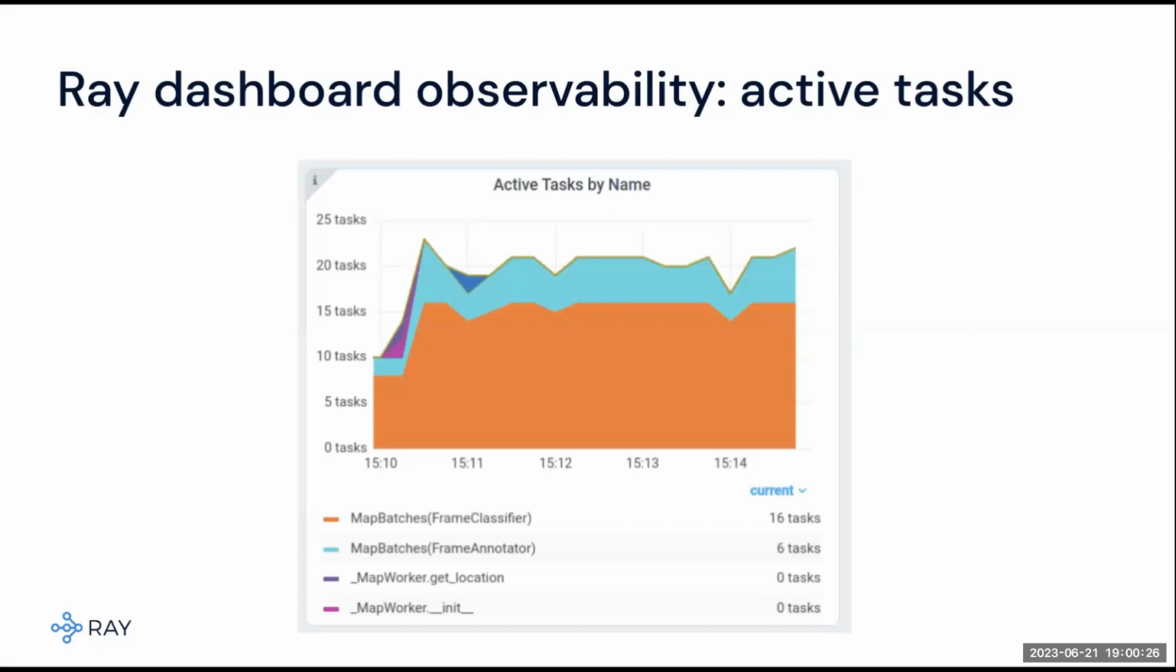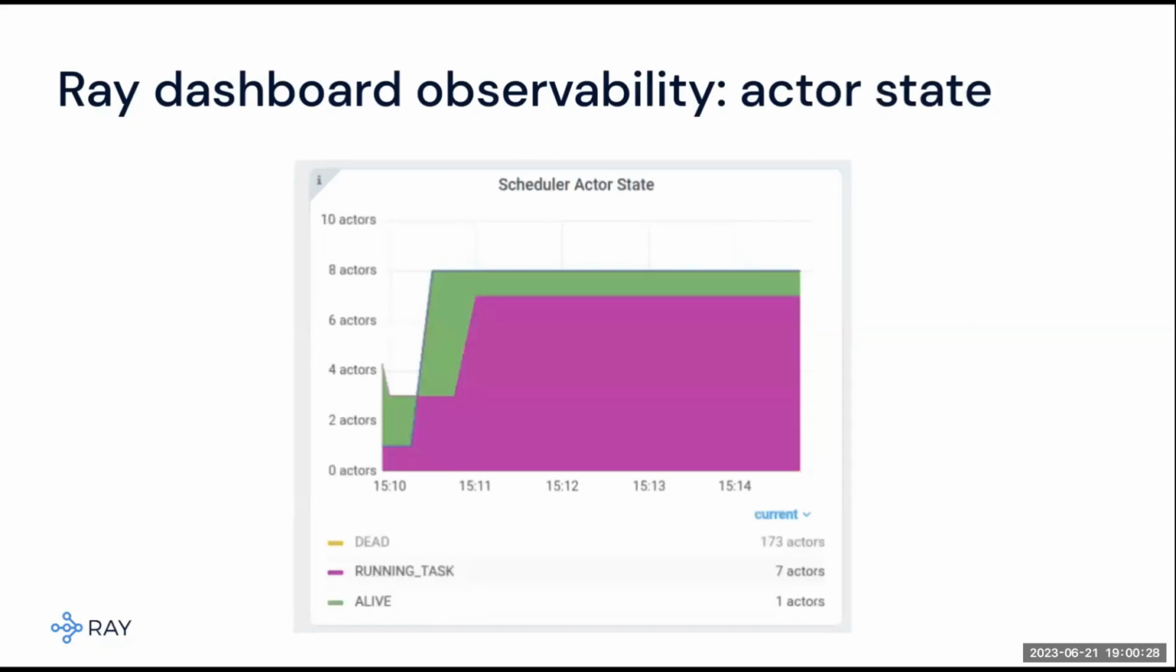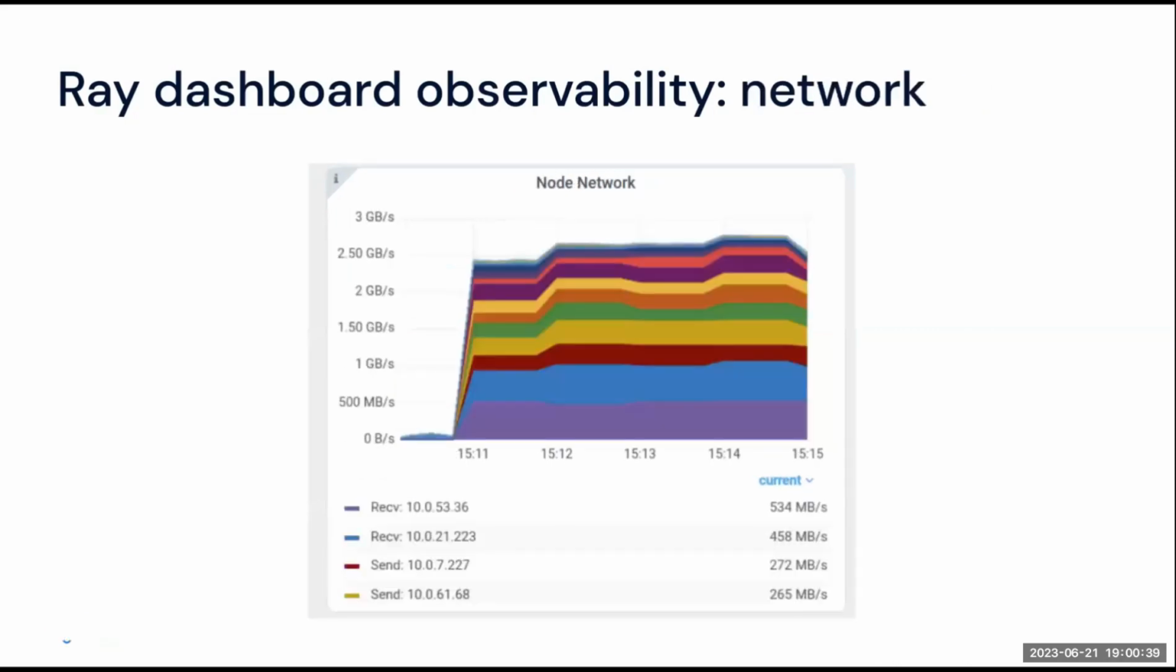Then the second one was the frame annotator. You can also see the state of the actors. After the actors were created, they stayed busy the whole time the pipeline was running. And you can see the network usage of the cluster. I guess here there are a lot of nodes sending data between the operators.